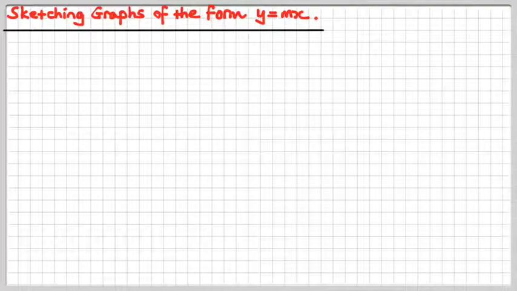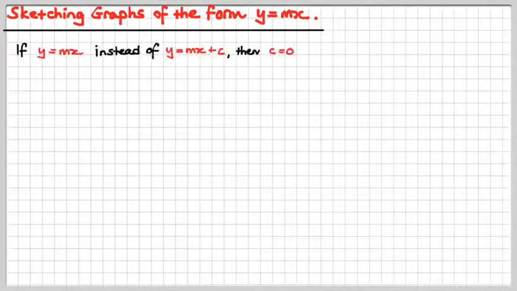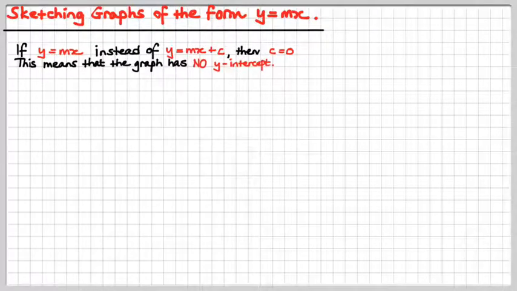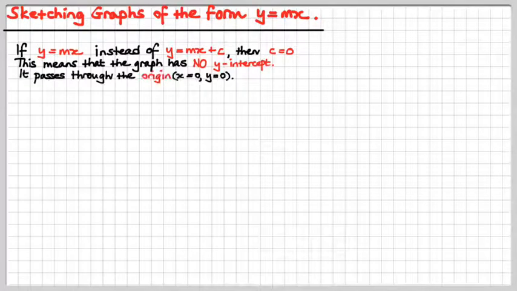Now we're going to do sketching graphs of the form y equals mx. Now these are peculiar little beasties because they don't have a c. Y equals mx plus c. You see there, y equals mx instead of y equals mx plus c. So c must be 0. Yes, it must be 0. This means there's no y-intercept. Yes, I know it's sad, but we have to adjust to some facts in life, and that's one of them.